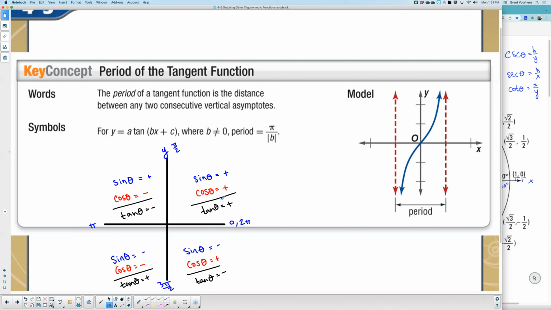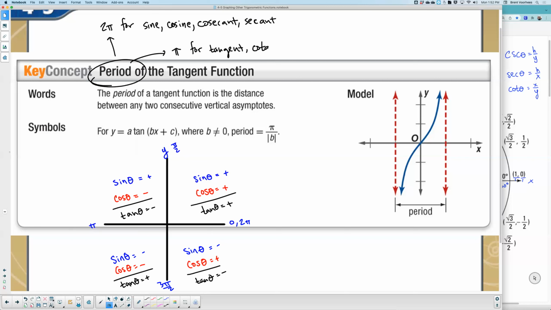What happens with tangent after 1 pi? We have positive, negative, positive, negative. You see how it's already repeating? It repeats as early as 1 pi. So this is just saying the period. So for anything in the sine family or cosine family, the period is 2 pi. 2 pi for sine, cosine, cosecant, and secant. That's not how you spell secant. Secant. There you go. But for tangent, cotangent, the period is 1 pi. So tangent family has 1 pi period. All others, the sine and cosine family, the period is 2 pi. So tangent repeats and cotangent repeats after 1 pi.